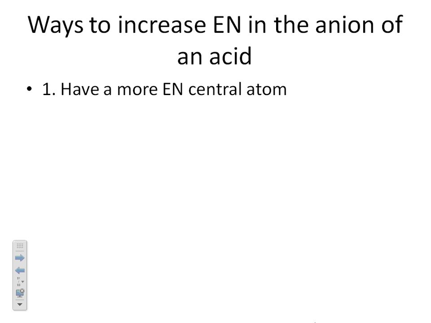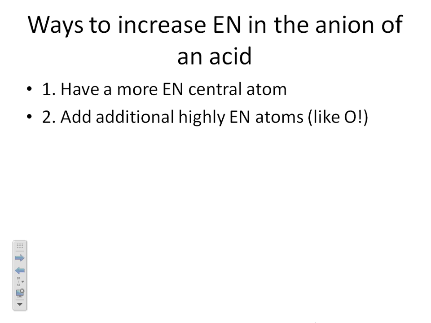This would be like NO3 versus H2SO4. You've got different central atoms in those cases. You've got nitrogen versus sulfur. The more electronegative your central atom, the greater the pull of electrons away from the hydrogen, the easier it is for that hydrogen to simply pop off, and the stronger your acid. More than that, though, you can add extra highly electronegative atoms, like oxygen.